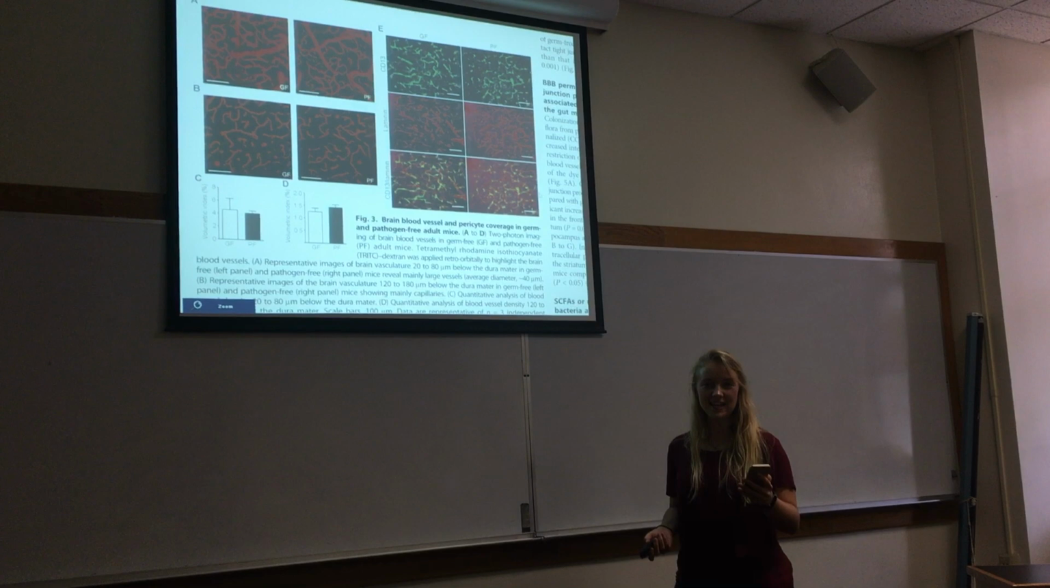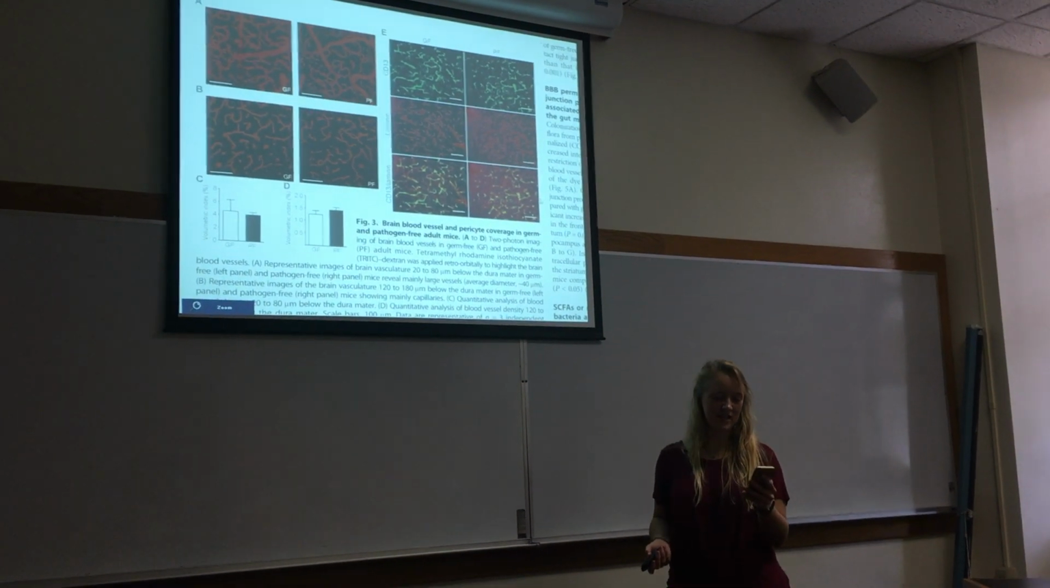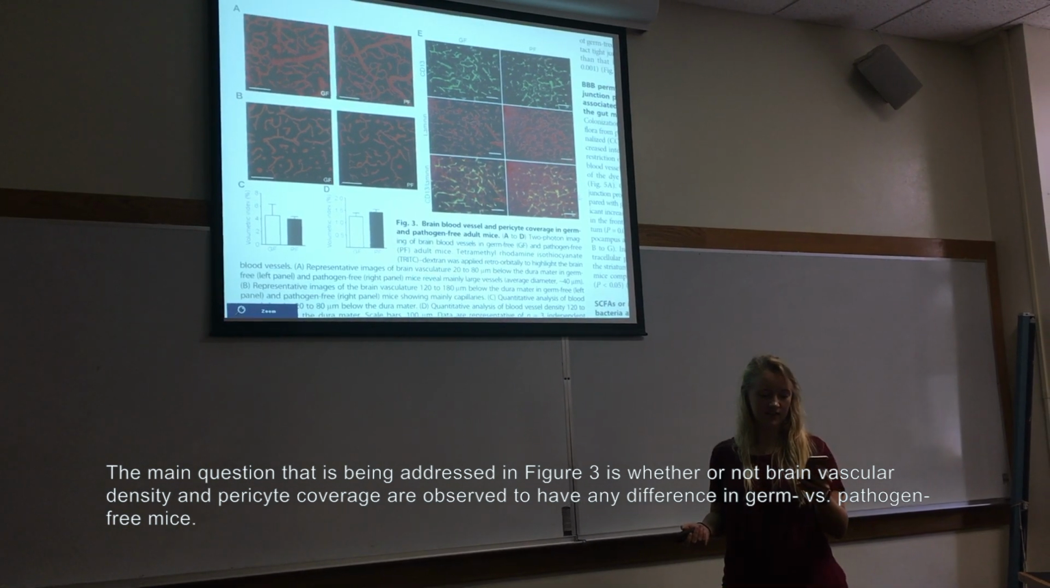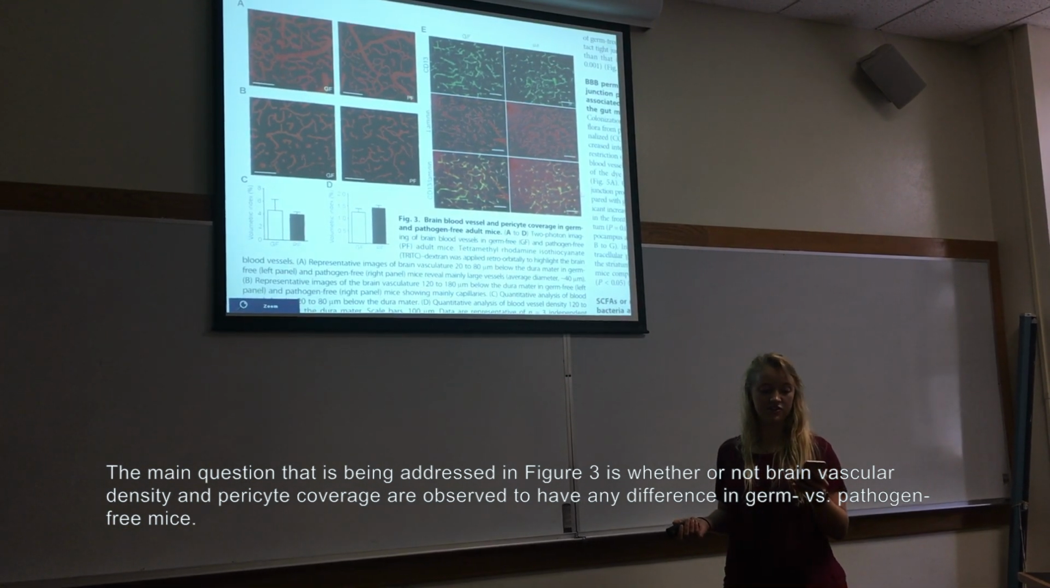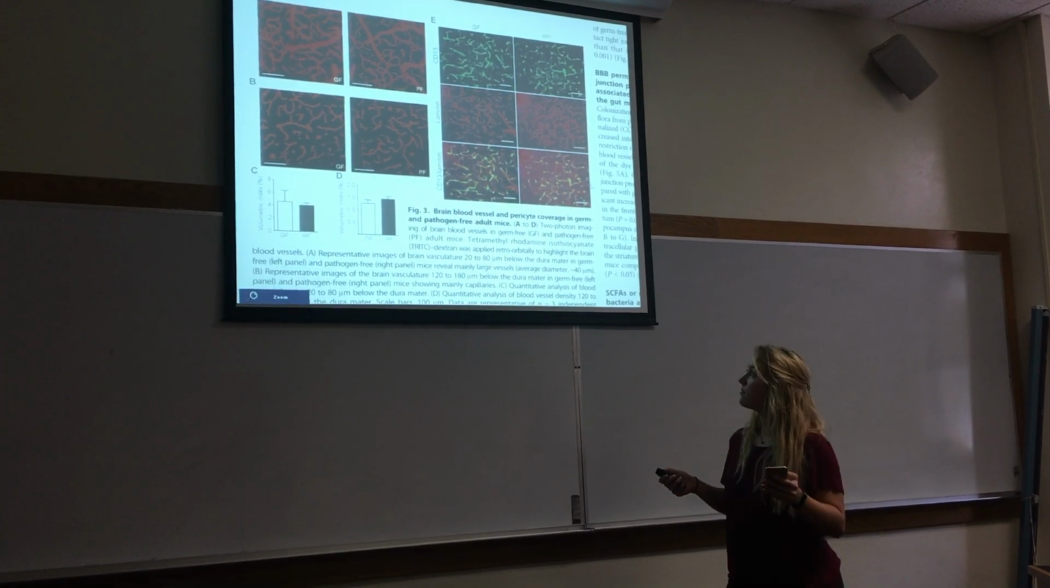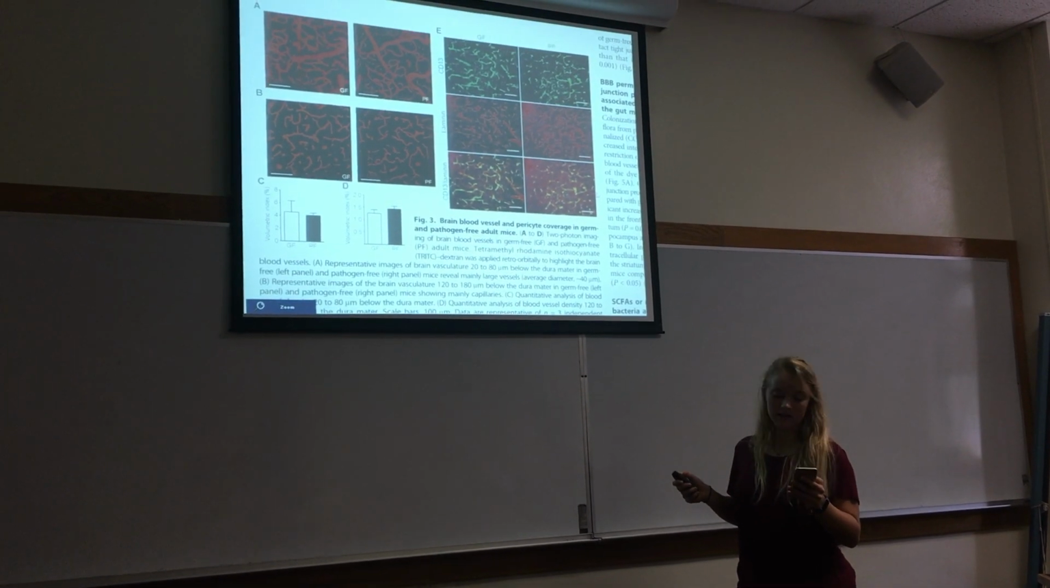So the main question that is being addressed in figure 3 is whether or not vascular density and parasite coverage are observed to have any difference in germ-free versus pathogen-free mice. So we'll start up here with figure 3A.